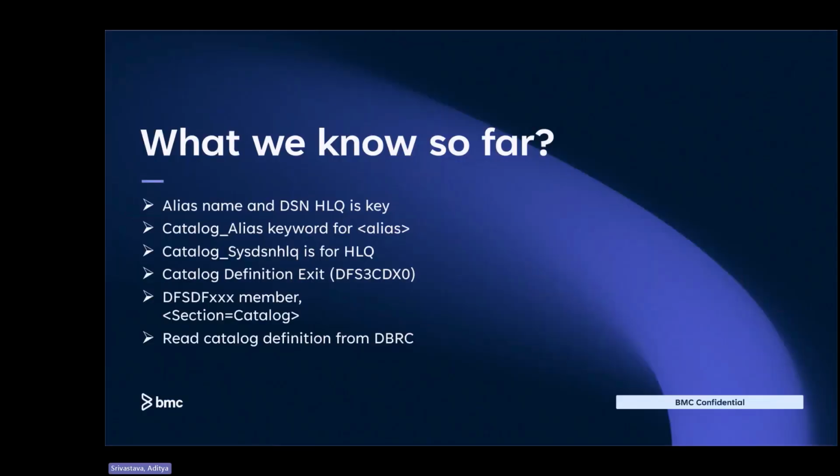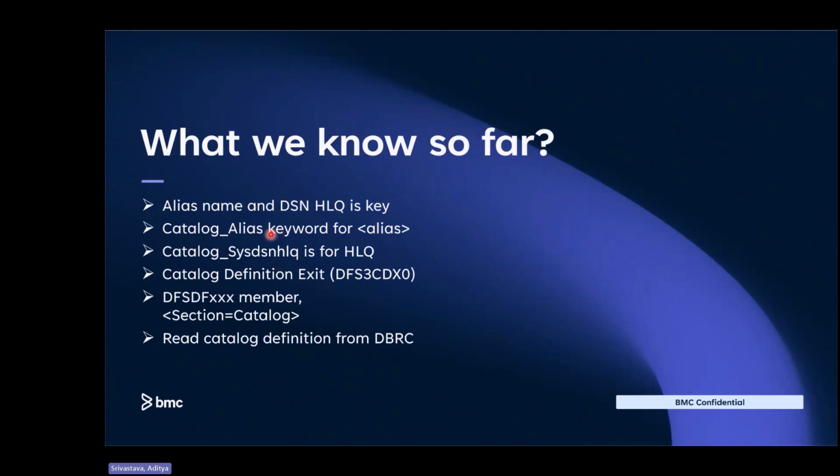All right. So a lot of things have been covered till now. Quickly, we'll see what we know so far with respect to the BMC AMI Fast Path products, specifically when they're executed in offline mode in managed ACBs. We know that the alias name and the DSN HLQ are the key to identify the bootstrap name and the directory name. We know that there is a keyword called CATALOG_ALIAS, which can be used to directly provide the alias name. We know that there is another keyword called CATALOG_SYSDSN_HLQ, a different keyword, which can be used for directly providing the high level qualifier.